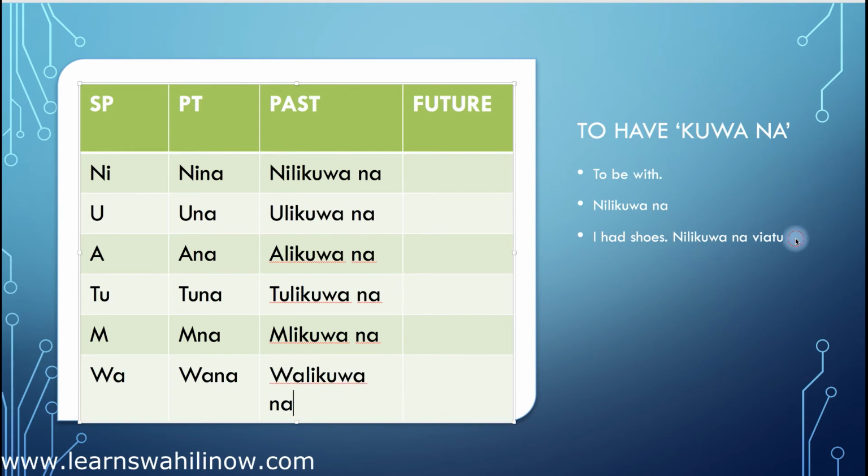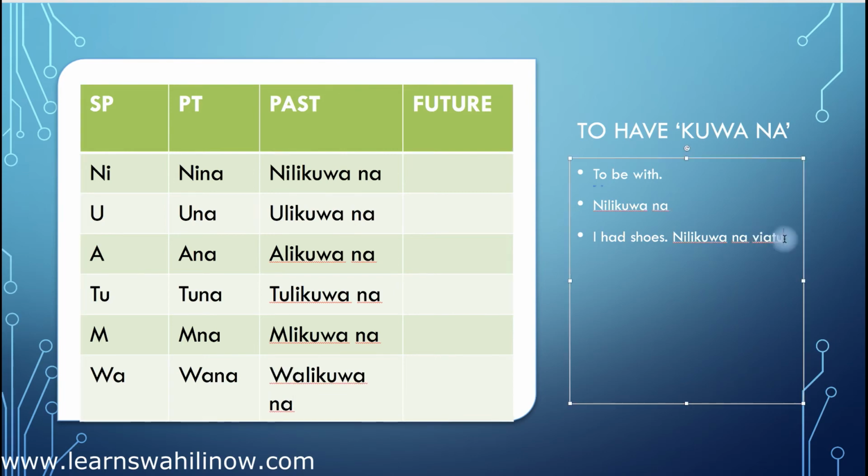So again, as a way of review, if you wanted to say they had children, what would you say? Did you guess? Walikuwa na watoto. So that is how you work with this verb in the past tense.